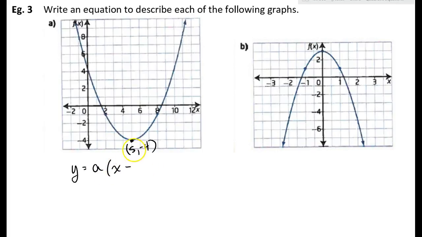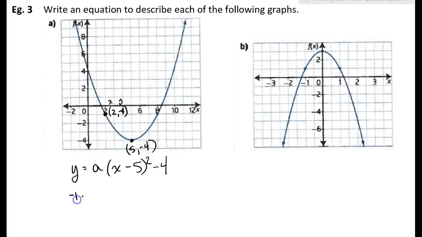I'm subtracting my p-value, which is 5, because it's positive, it stays negative in the equation, and then I'm going to subtract 4. But I am not done here because my a value still isn't accounted for, so I need to solve for that as well. So I can choose any point. This one is nice and clearly defined at 2 and -1. So that's the other point I'm going to use. I'm going to plug those in for x and y and solve for a.